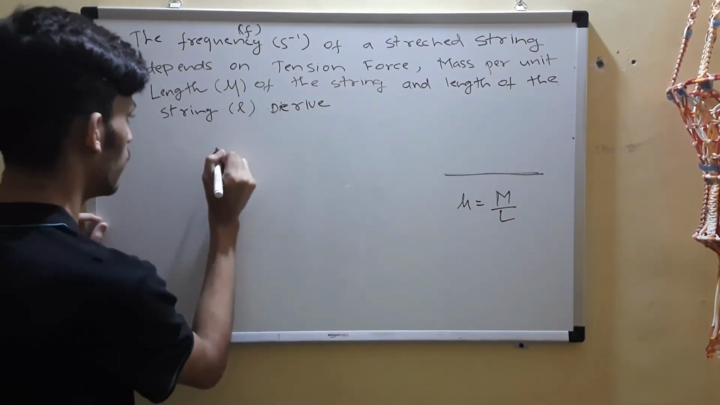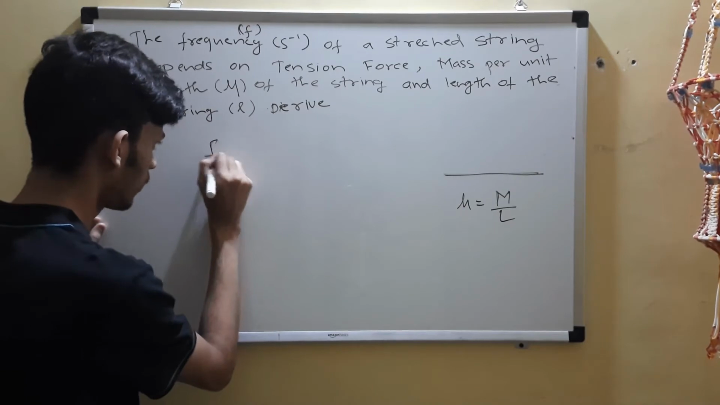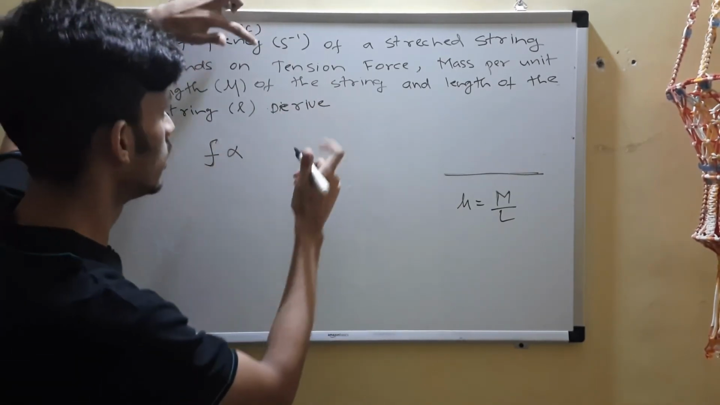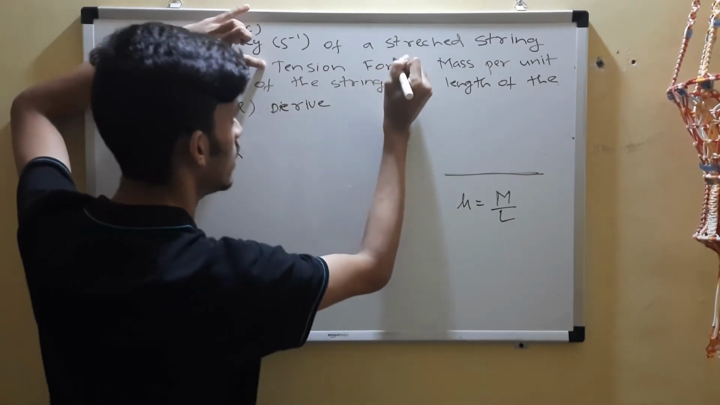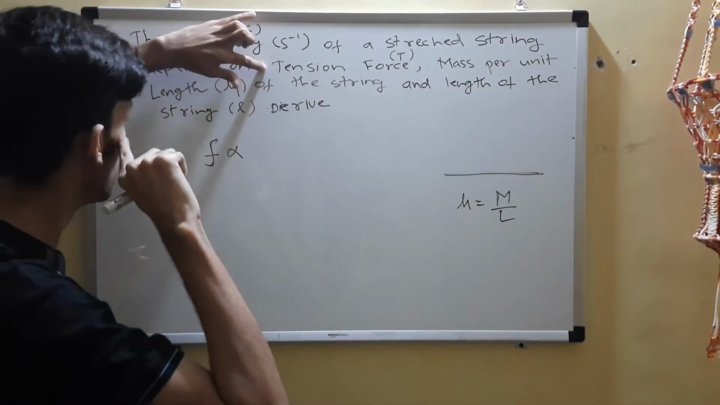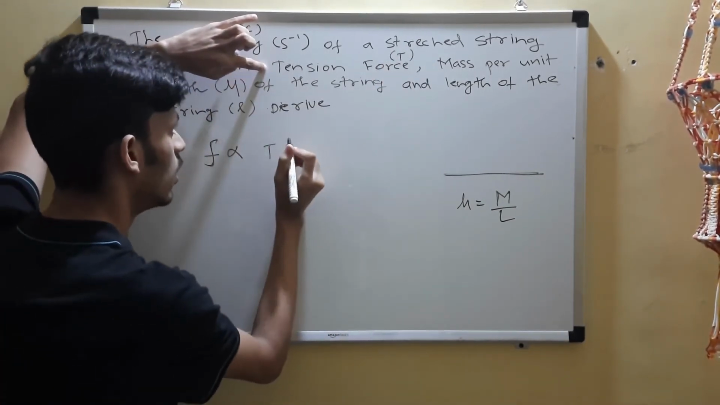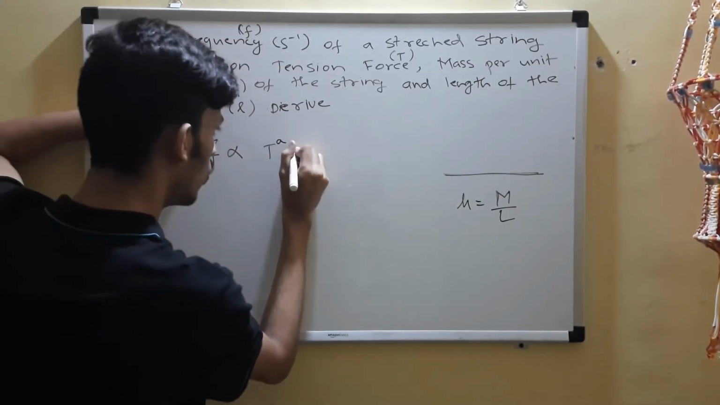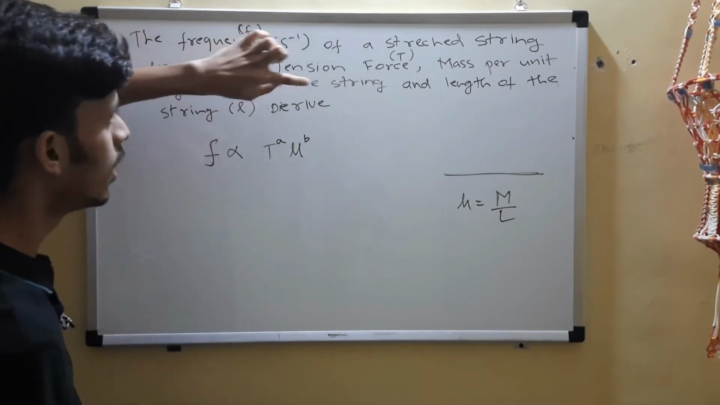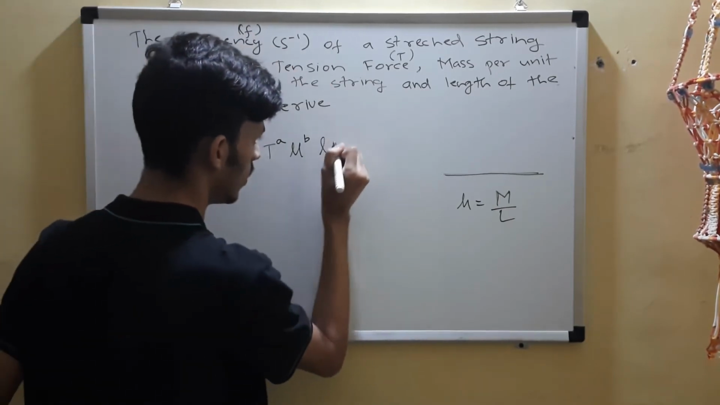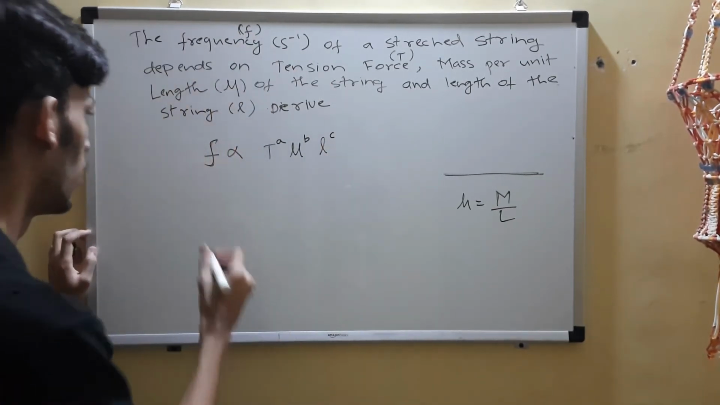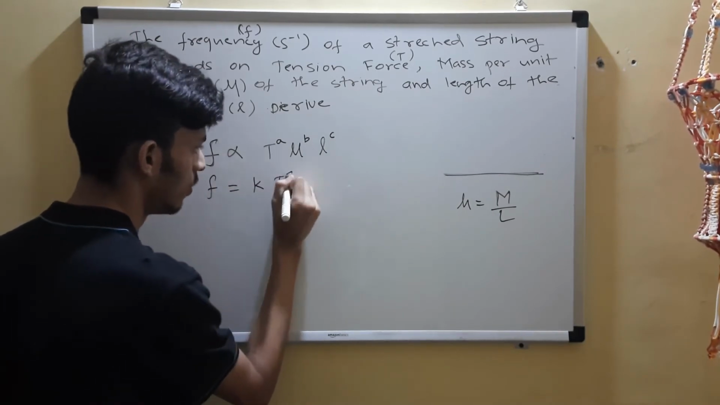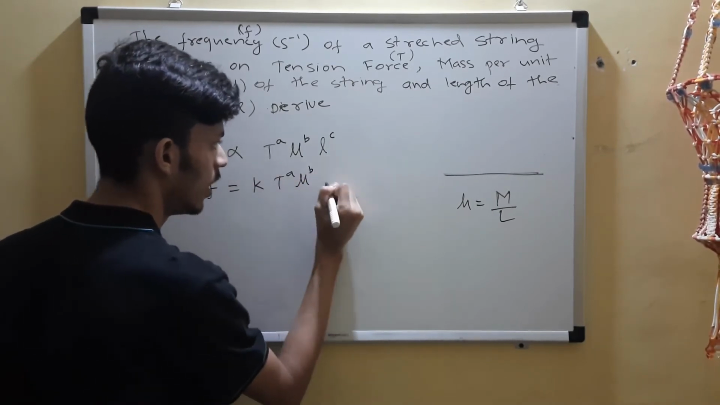Okay, so the first step, what do we do? F is proportional to all the things. Now tension force, we'll take this as T, and T raised to A. Then mass per unit length, mu raised to B, and finally the length of the string, which is raised to C. Now change the proportionality sign to equality sign. F equals K, T raised to A, mu raised to B, and L raised to C.